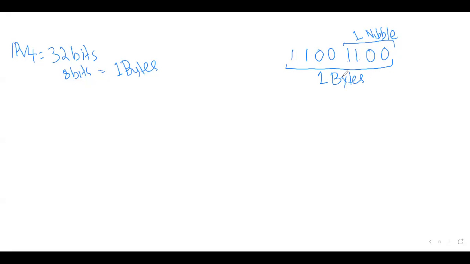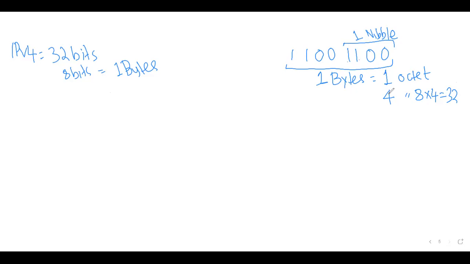The difference when you're writing bits and bytes: when you write bits, you need to write a small letter b, and when you write bytes, you need to write a capital B. 1 byte is also known as 1 octet. So 1 octet is equivalent to 8 bits. So 4 octets means 8 times 4, which is 32. This is called the IPv4 address.